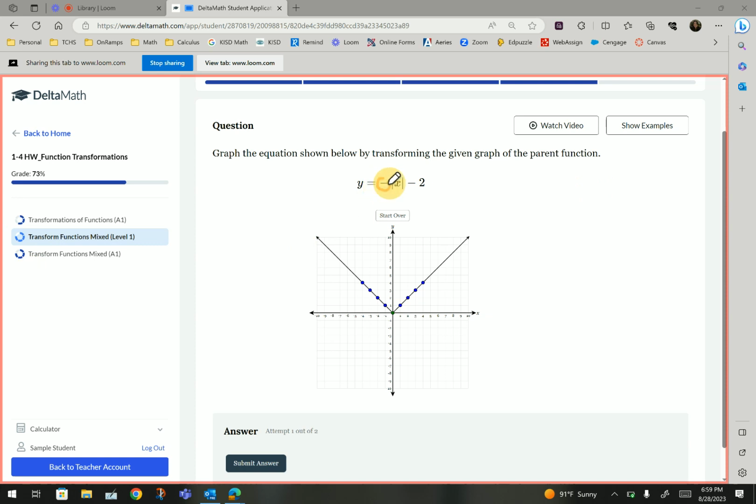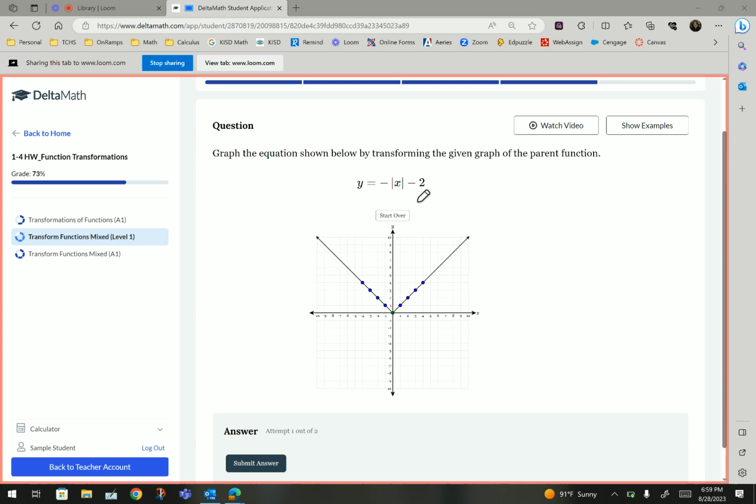We added on the negative, and it added on the -2, okay, the -2. So something is happening here, a transformation. So what did this negative do? And what is this -2 doing to my parent function? Okay, so let's figure this out.